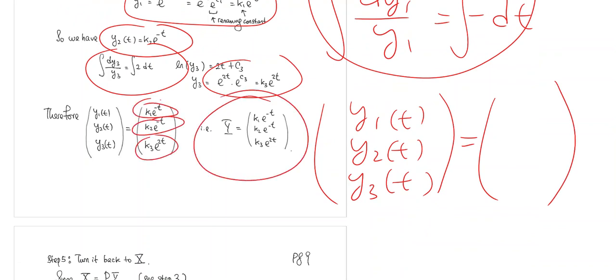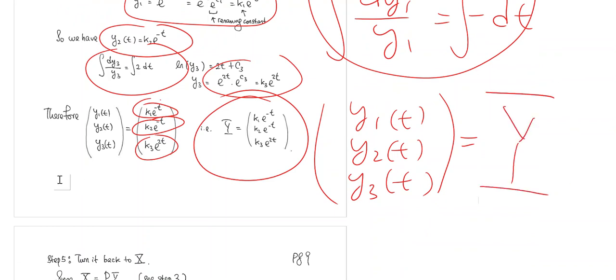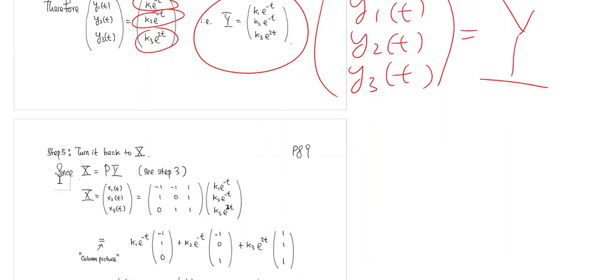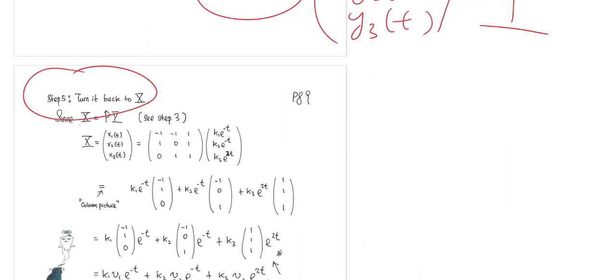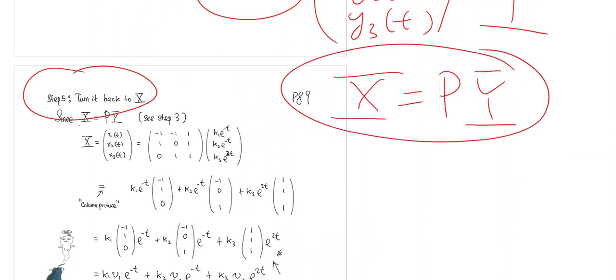Okay, so this is y. We solved for y already. We know y. But again, this system is a system of differential equations in variable x. So we will have to bring back our x. So that's our step where we bring back our x. So recall the change of variable relationship between x and y. So x is this, P is this, y is this.